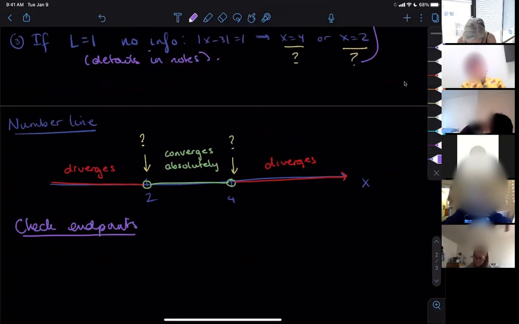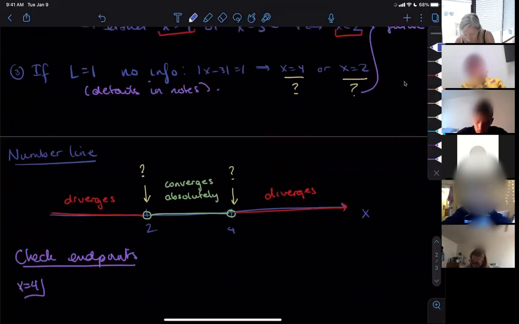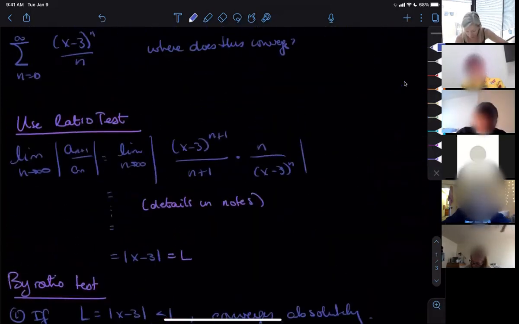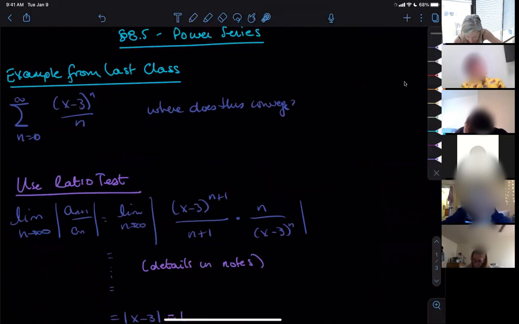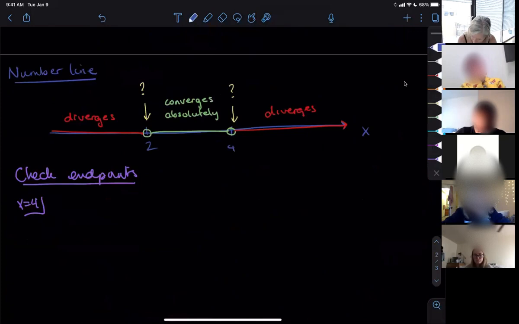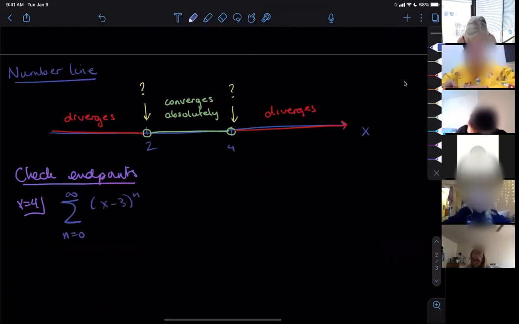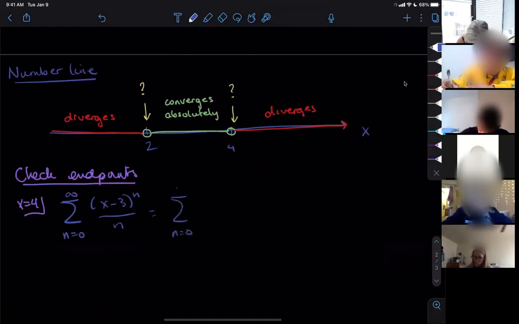So one of the endpoints is x equals 4. So we just go right back up to the power series and we plug in 4 everywhere we see an x. So I'm going to repeat this power series down below. This power series is the sum from n equals 0 to infinity of (x minus 3) to the nth power over n. And if I plug in 4, when I see an x, I've got (4 minus 3) to the n.